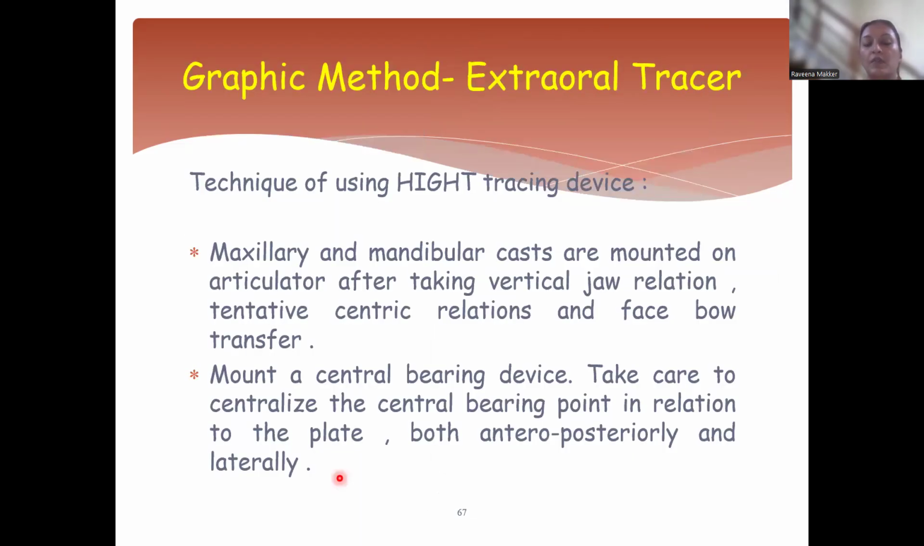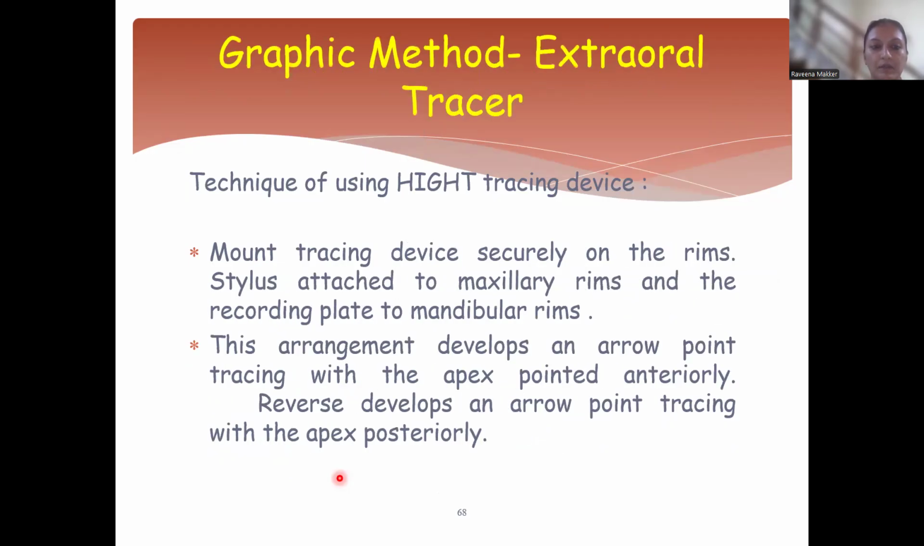Now, the technique of use. This is called a height tracing device, the extraoral tracing device. Now, maxillary and mandibular casts are mounted on the articulator after taking the vertical jaw relation, tentative centric relations, and facebow transfer. Then, the central bearing device is mounted, taking care to centralize the central bearing point in relation to the plate, both anteroposteriorly and laterally.